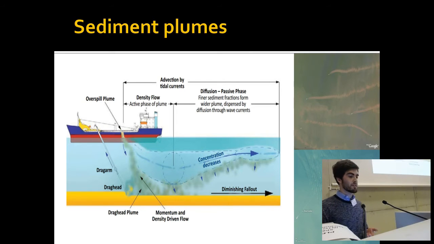Dredging does not only have implications for the seafloor, but also for the water column, as sediment plumes are formed. By trailing suction hopper dredgers, two types of plumes are formed. One caused by the drag head, and the other one is due to the overspill.